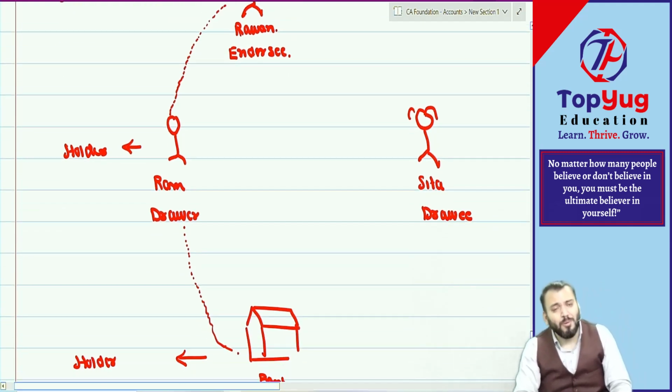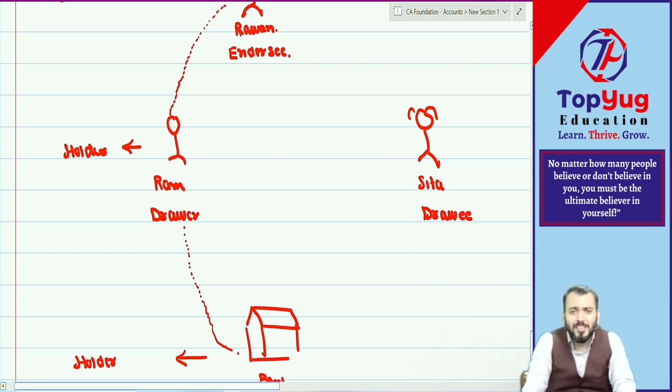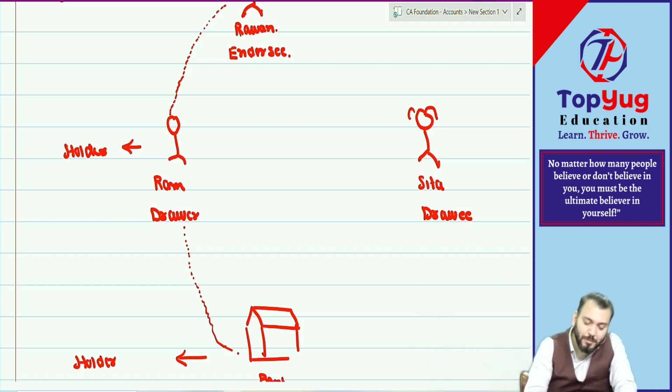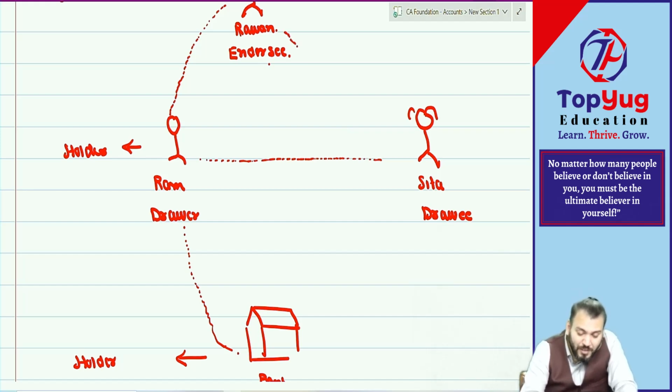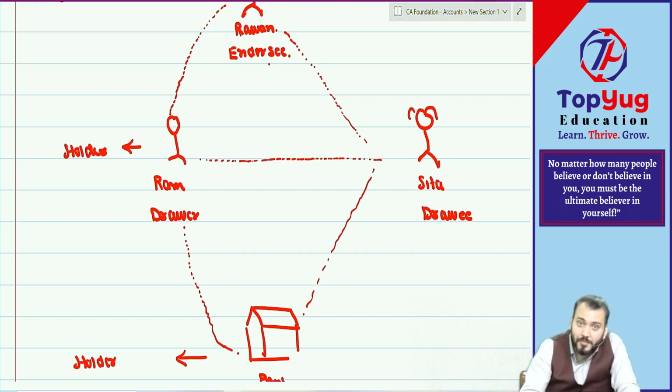Now, whoever holds the bill will present the bill to Sita. That also you have understood. Either Ram will present the bill, or Ravan will present the bill, or the bank will present the bill. If honored, thank you very much.